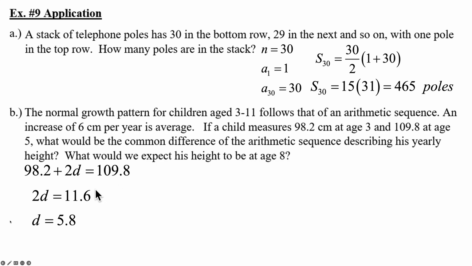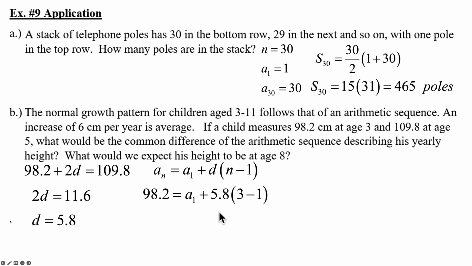All right, so we need to find a sub 1. What was the height at the first year? So a sub n equals a sub 1 plus n minus 1 times d, which we said is 5.8. And we're going to take 3 for your n, 98.2, put that in here for a sub 3. Solve this for a sub 1. So 5.8 times 2 is 11.6. Subtract it over. You get 86.6 for a sub 1.